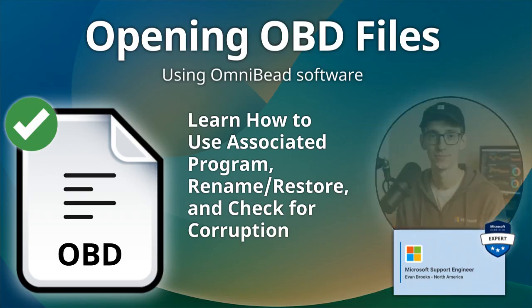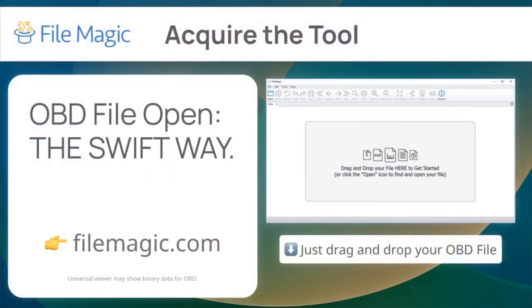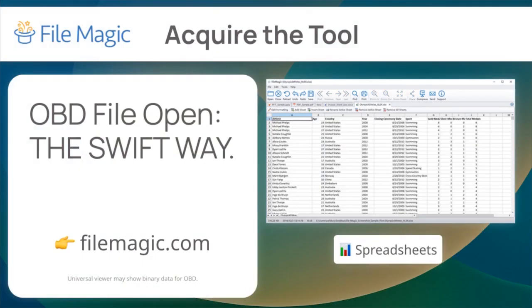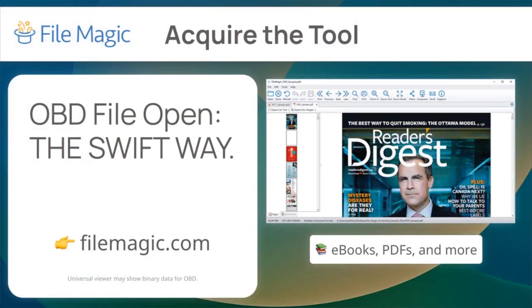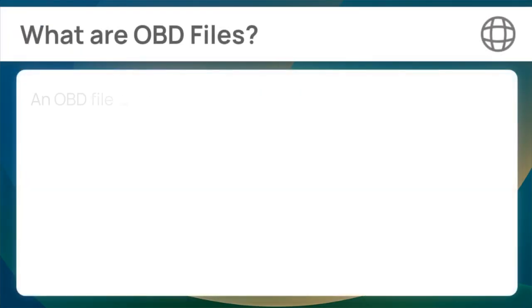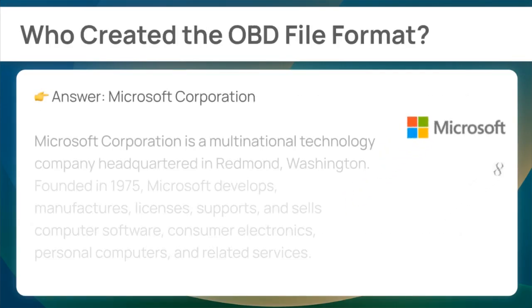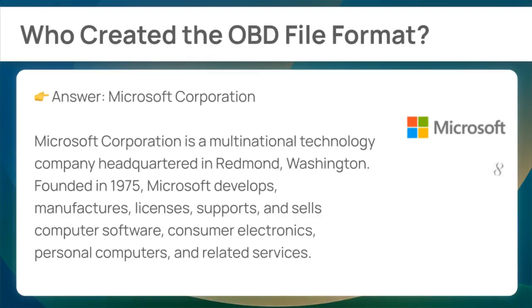Here is the tool. From my years in support, there is an advanced proprietary solution I use when all other methods fail to open an OBD file. Here's a sneak peek. An OBD file is an Office Binder and Diagnosis file, used to store diagnostic information and potentially bundle documents related to office productivity software. These files may contain data related to software performance, error logs, and configuration settings, aiding in troubleshooting and maintenance. The specific structure and content can vary depending on the software that created it.